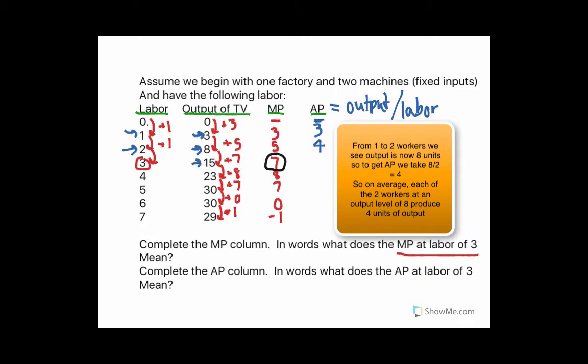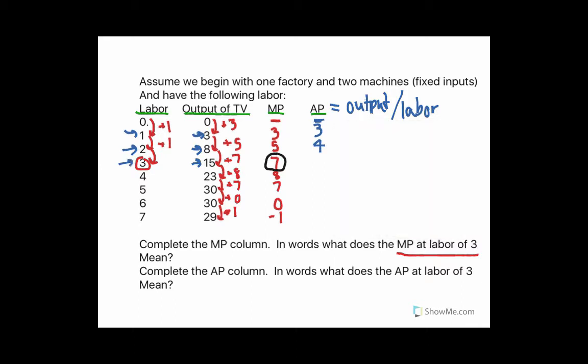So we just continue this process. 15 over 3 gives us 5. 23 over 4 is 5.75. For 5 units of labor, 30 divided by 5 is 6. For 6 units of labor, we do 30 divided by 6, and that's 5. And then for 7 units of labor, we do 29 over 7, and that's approximately 4.14.